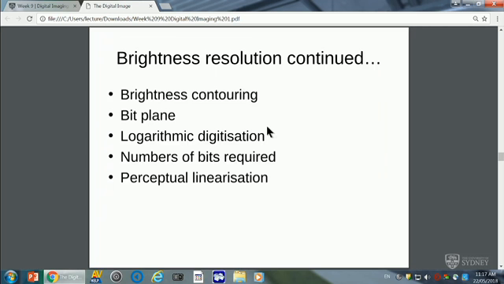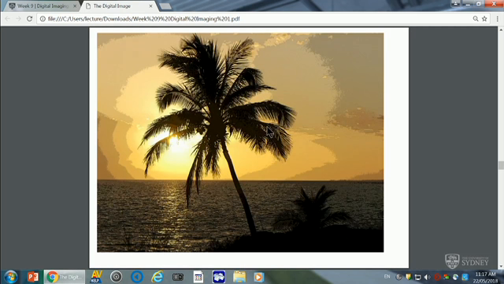So with brightness contouring, you get these contours in the image, and as I say, that can look pretty menacing in a medical image if you get that sort of change going on in a kidney or something. So we've got to try and avoid it, and that happens when we have too few gray levels available to us, a too low bit number.